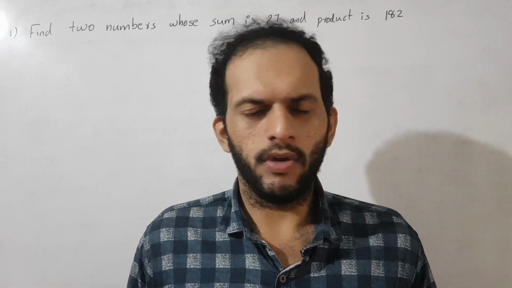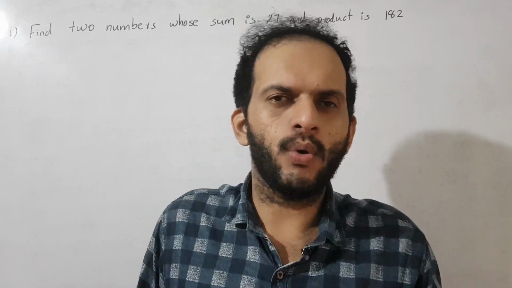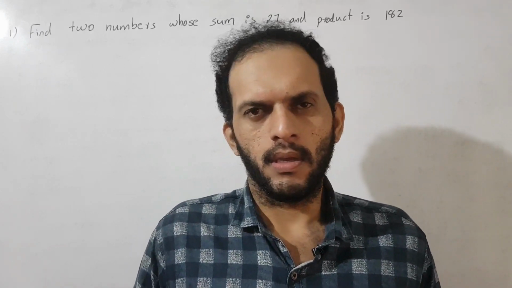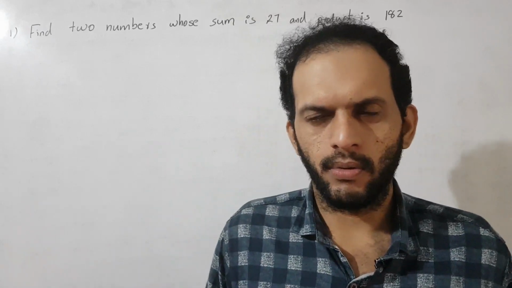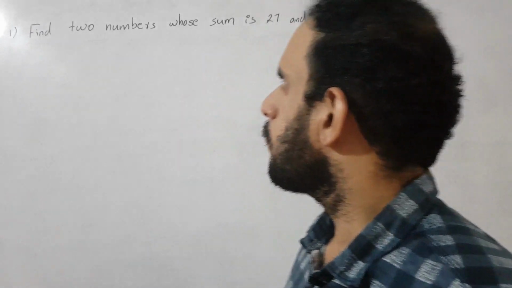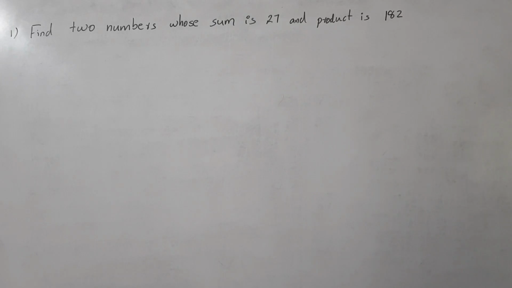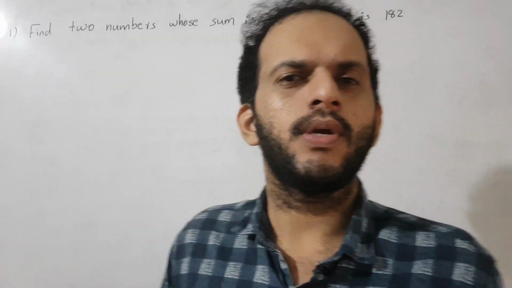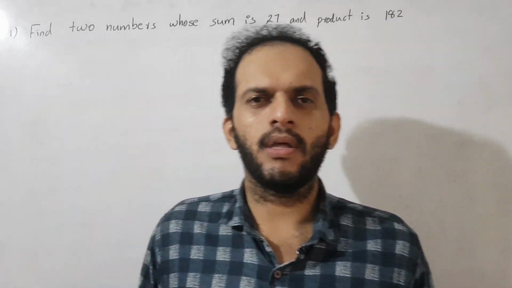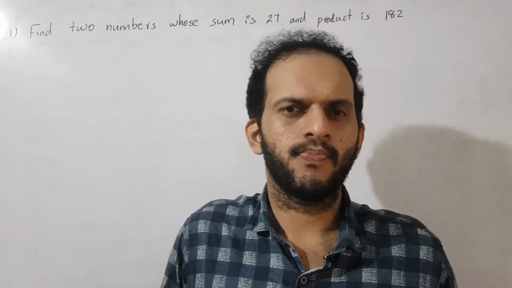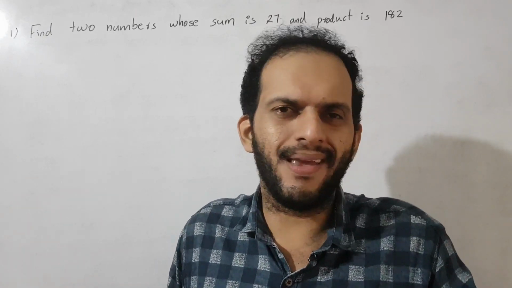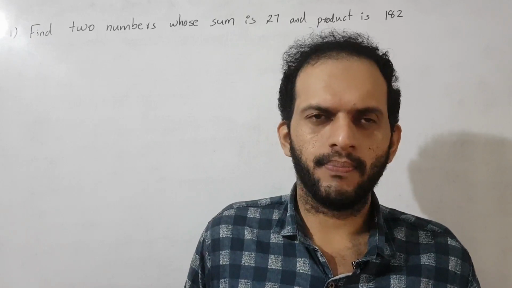In the last class we discussed how to apply the completing square method. We go to the next one. Okay, the question is like this: find two numbers whose sum is 27 and the product is 182. Then we know how we do this type of question because the equation is not given. So the first step is to create an equation, correct?